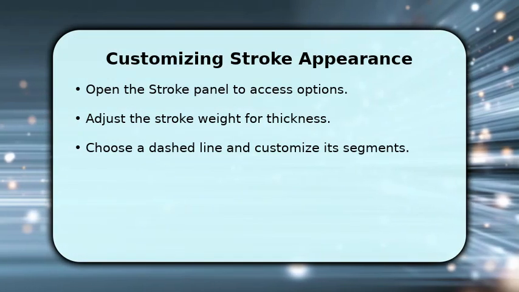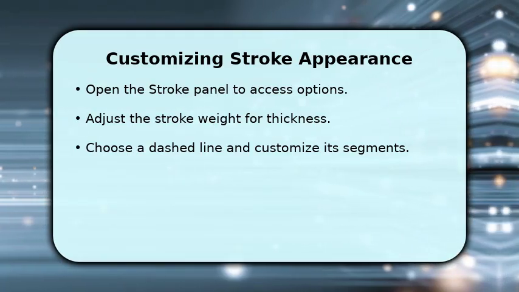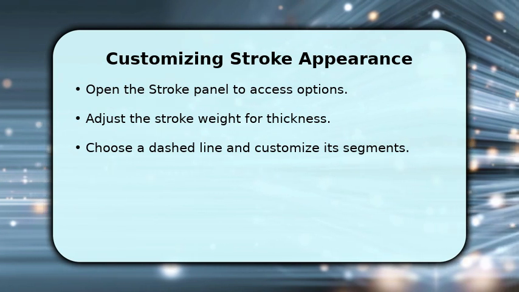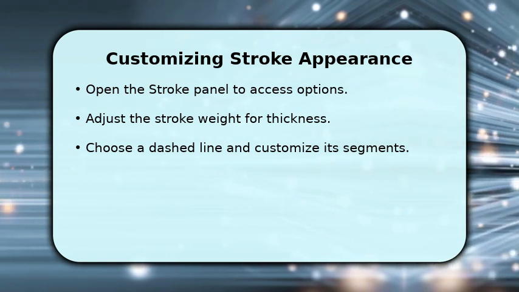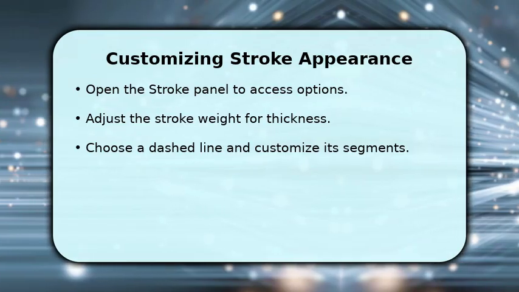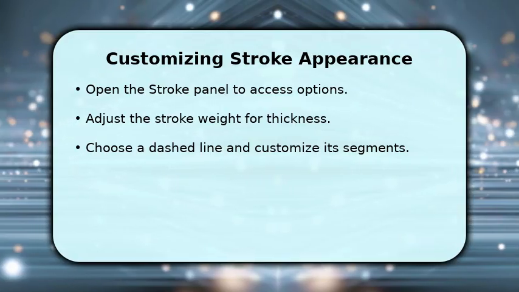Now that you have your basic circle, it's time to customize its appearance. Open the stroke panel to find all your options. Here, you can easily change the line's thickness by adjusting the weight. You can also create a dashed line by checking the option and then control the length of the dashes and gaps for unique visual effects.